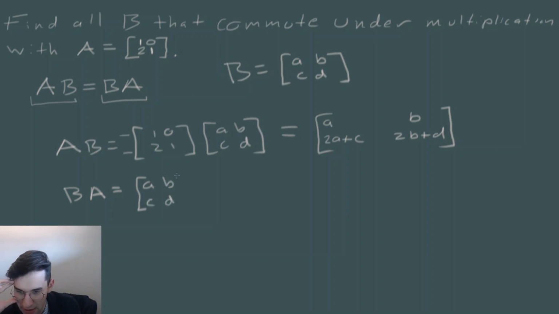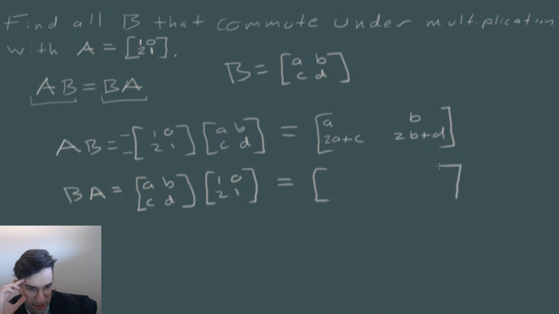A, B, C, D. That's matrix B, and we're going to multiply that by matrix A, which is 1, 0, 2, 1. And we're going to get another matrix. I gave myself almost too much space before, but let's stick with it. Okay, first row, first column. A times 1, A. And then 2 times B is 2B. So A plus 2B.